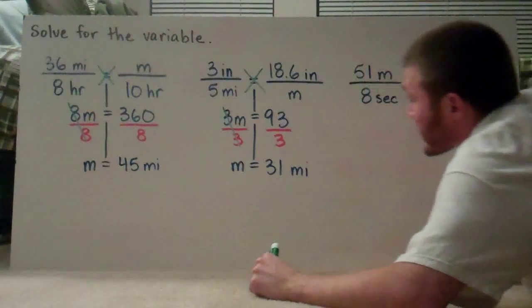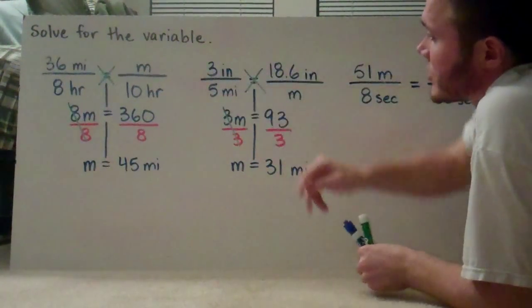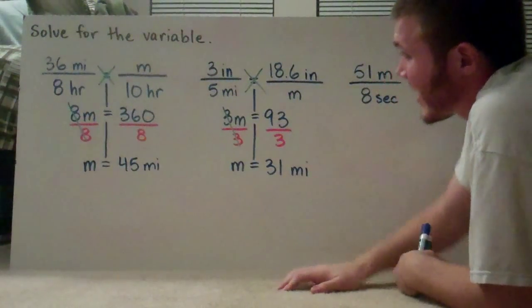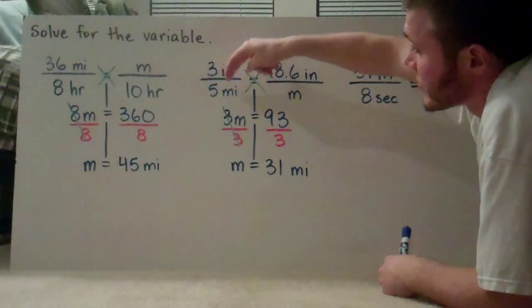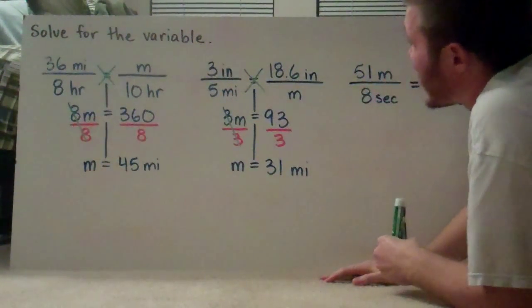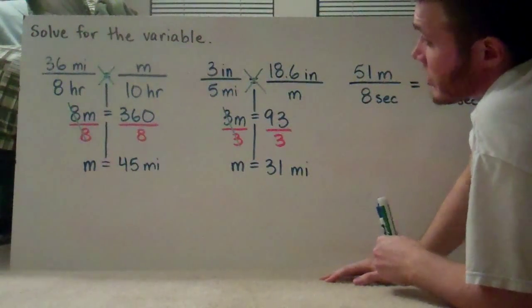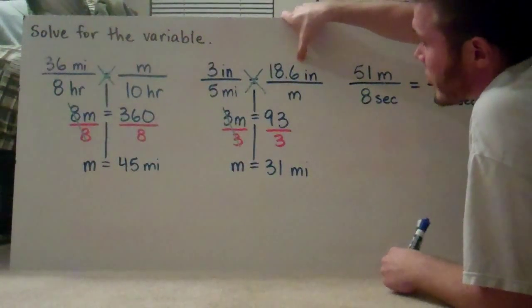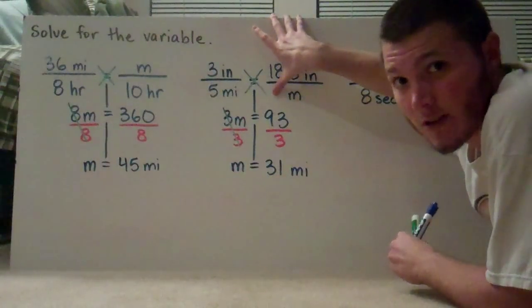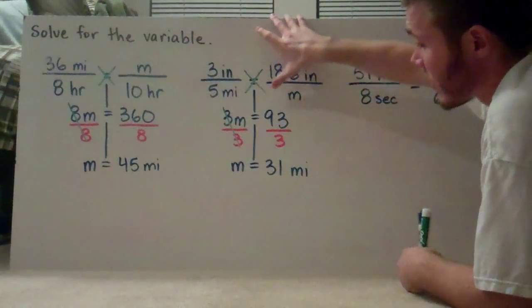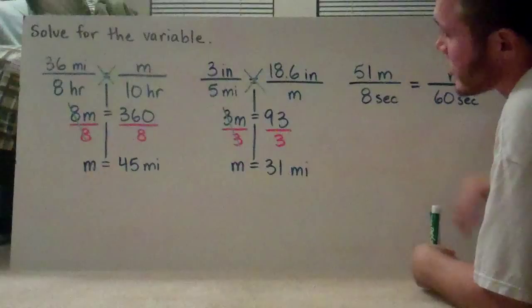Alright, next one. I've got 3 inches is 5 miles. That is a ratio you might see, for example, on a map. Every 3 inches equals 5 miles in real life. Well, let's say on a map, 2 cities are 18.6 inches apart. But you want to know how many miles apart those 2 cities are in real life. Well, we'll set these two ratios equal to each other.